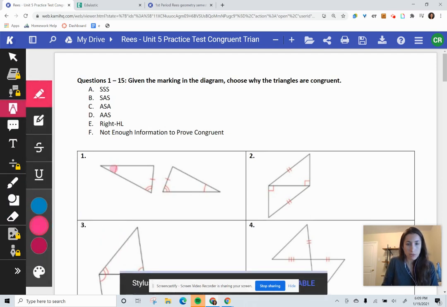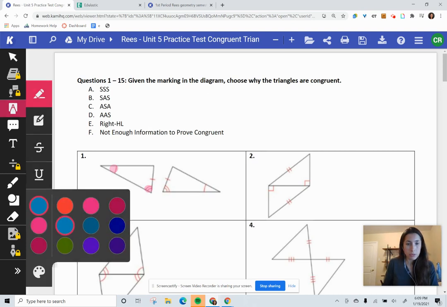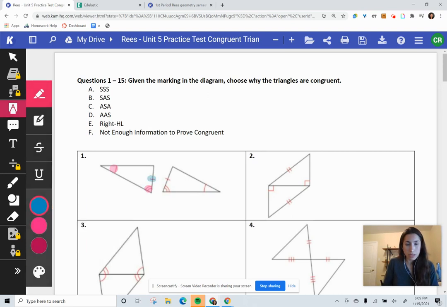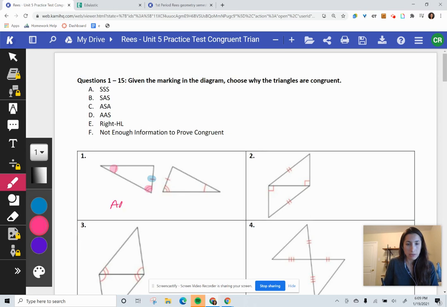In our first diagram, I'm going to use pink for angles that are marked. Here's a congruent angle marked to another congruent angle, and then we've got another set of angles that are congruent. Then I'm going to use blue for this congruent side that is marked here. Now I know it is between two options: angle, angle, side, or angle, side, angle. There's two angles that are marked, and there's one side that's marked.